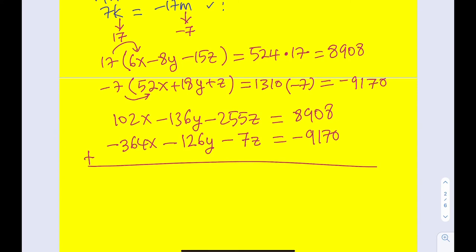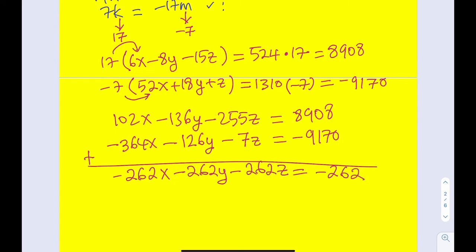So let's see what happens here. We're going to add 102 and negative 364. In other words, we're going to subtract and take the negative sign. That's going to be negative 262x. And then if you do the calculation here, you should be getting negative 262y minus 262z. And if you subtract these two numbers, you should be getting negative 262, which is fairly interesting, right?